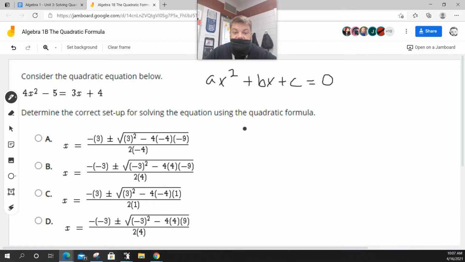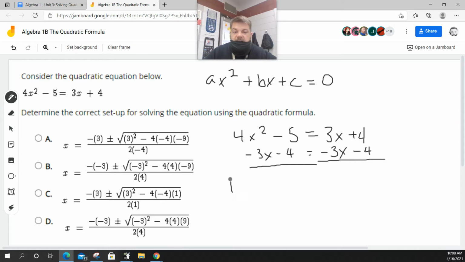So I'm going to take this and figure out a way to make that equal to 0. In other words, we got to move 3x and plus 4 over to the other side of the equal sign. So I'm going to say negative 3x and then minus 4, both in one step. What? Yeah, you can do that. Negative 3x minus 4.